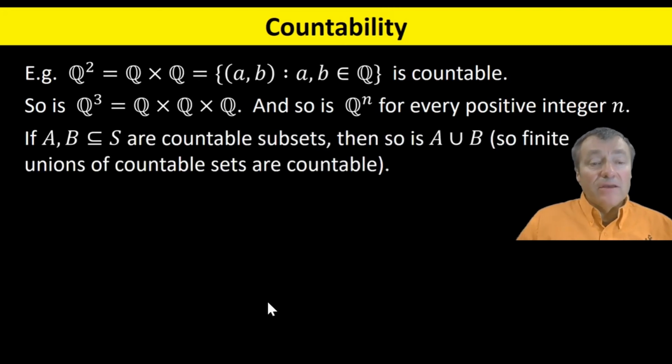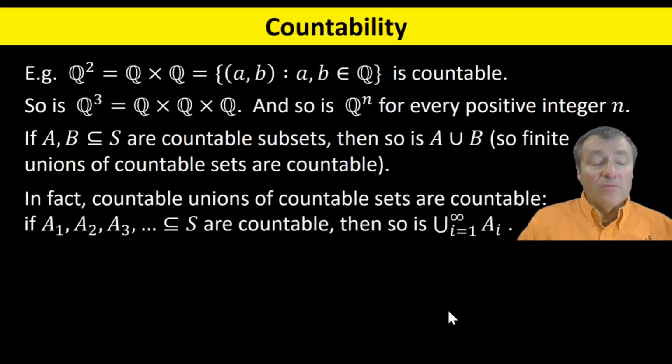If A and B are countable sets, then so is their union. So a union of two countable sets is countable. A finite union, in fact, of countable sets is countable. But more than that, countable unions of countable sets are countable. That is, if you have a sequence, A1, A2, A3, and so on, and each of these sets is countable, then their union is still countable.